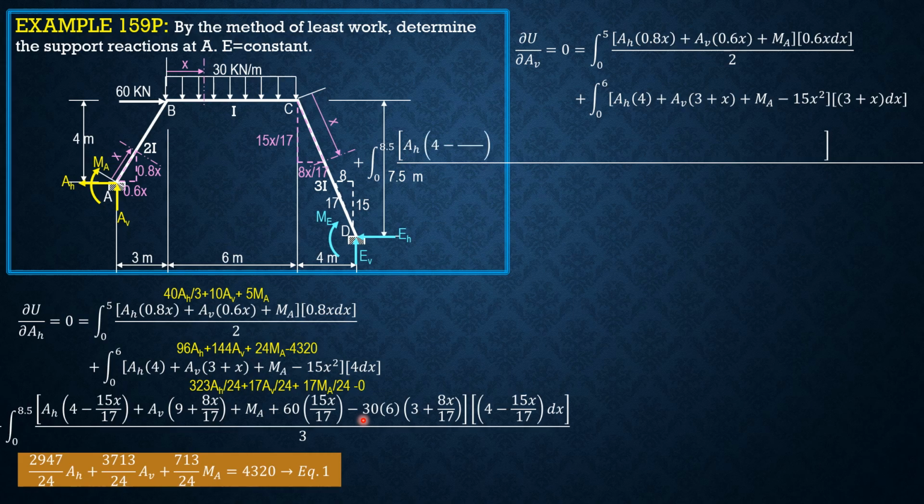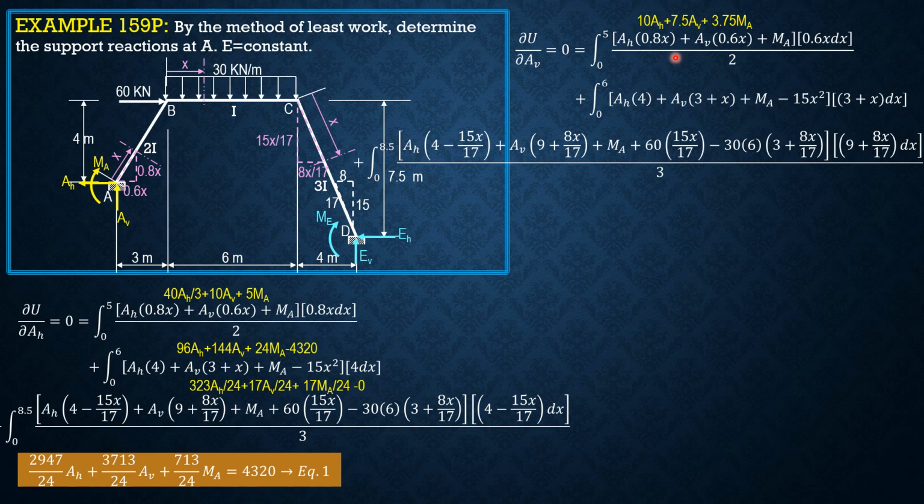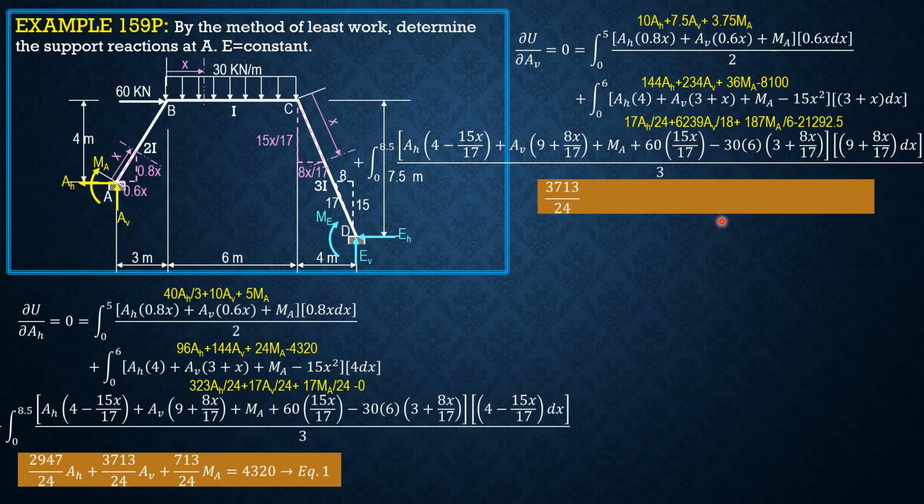It's integral from 0 to 8.5 of AH quantity 4 minus 15x over 17 plus AV times 9 plus 8x over 17 plus MA plus 60 times 15x over 17 minus 30 times 6 quantity 3 plus 8x over 17. Then we replace this by 9 plus 8x over 17 dx over 3I. So for the first integral, it is 10 AH plus 7.5 AV plus 3.75 MA. For the second integral, we have 144 AH plus 234 AV plus 36 MA minus 8,100. For the third and last integral, we have 17 AH over 24 plus 6239 AV over 18 plus 187 MA over 6 minus 21,292.5.